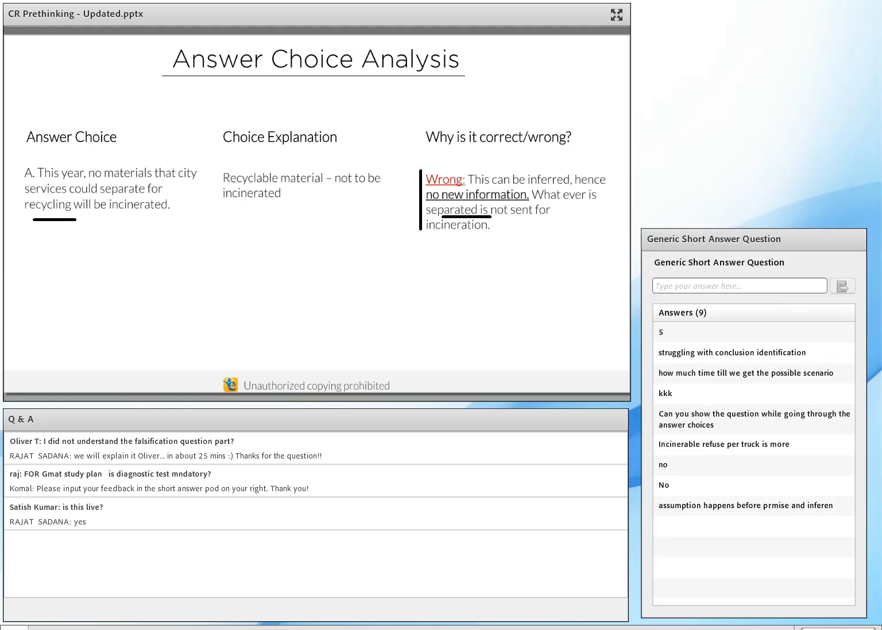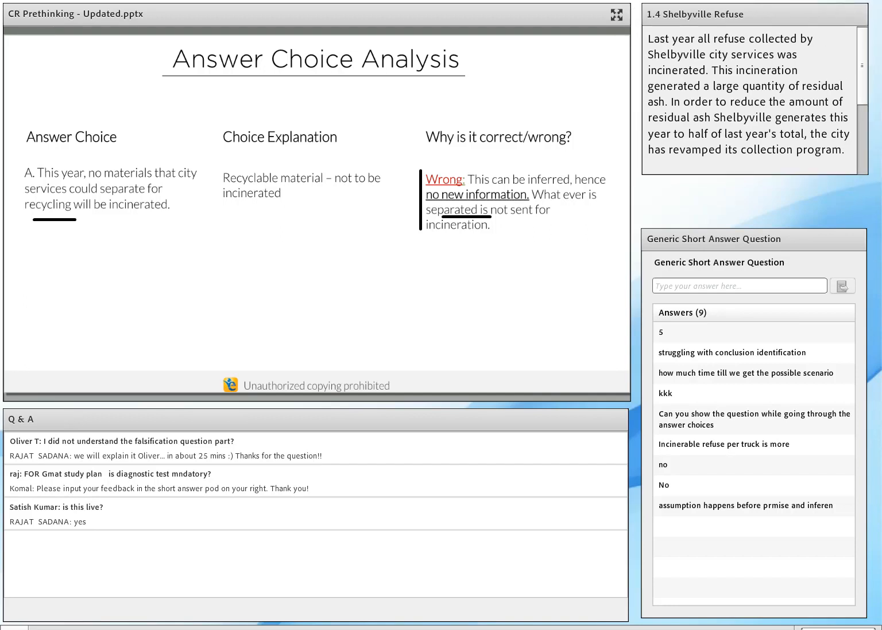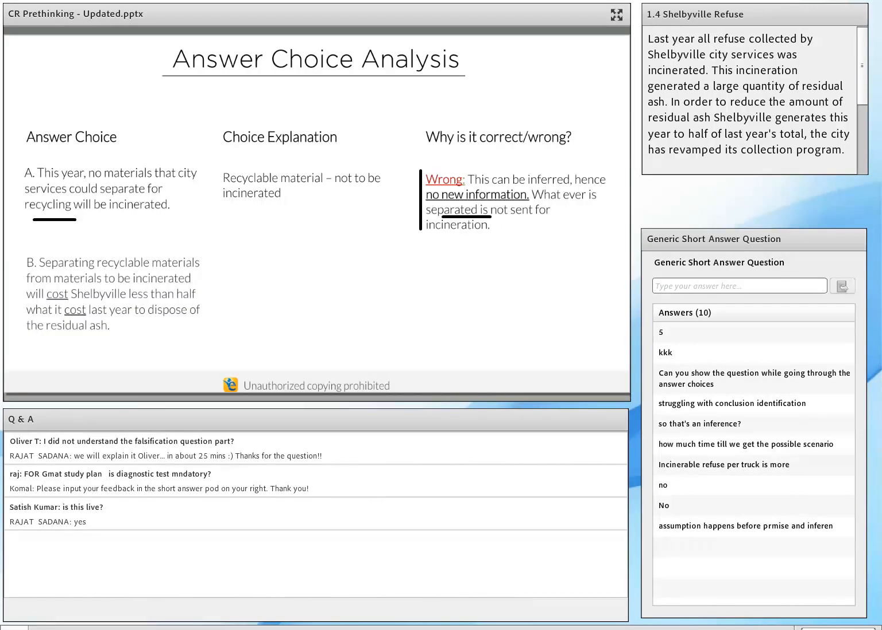Can I show the question? Yes, absolutely. Here is the argument. By the way, you shouldn't have to worry about the argument while you go through the answer choices, so get into the habit of reading that. So it's an inference. Yes, this one is an inference. When you say this year the city services will separate enough refuse to reduce the number of truckloads, you can really say that if it's separated, then you're not going to be sending it for incineration.